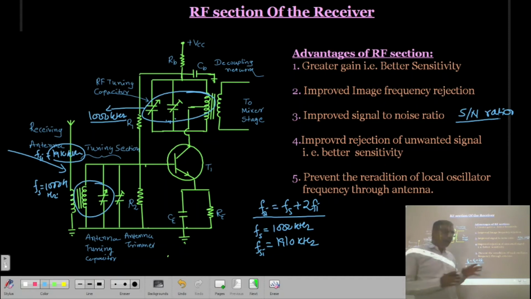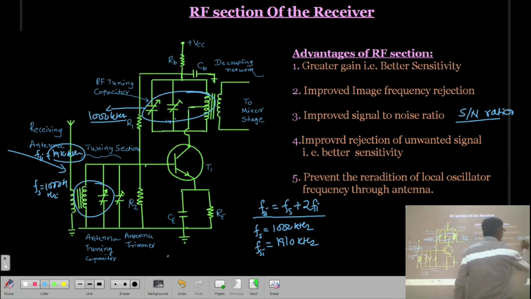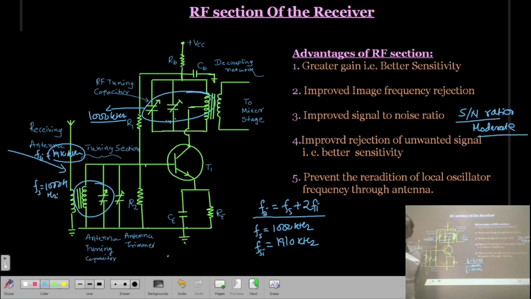But remember, if the gain of the RF amplifier is very high, then the noise will also be amplified. So we should not keep this gain very high, and we should not keep this gain very low. The gain of this RF amplifier must be moderate. If it is moderate, then only the signal to noise ratio will be improved.